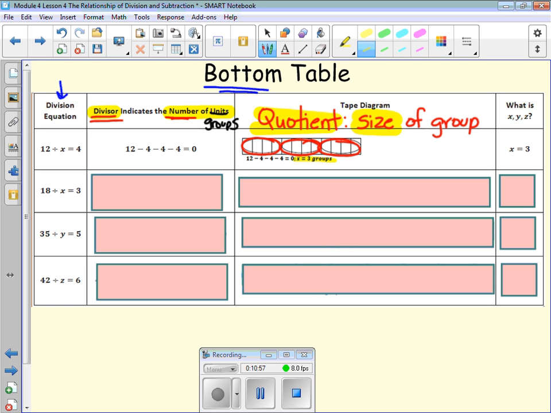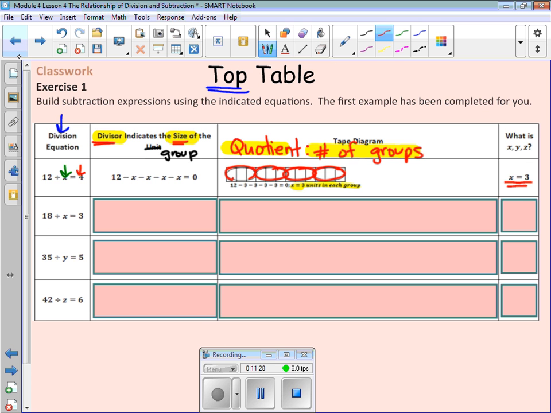And now this time we're taking away 4 at a time because there's 4 in each group. So the number that you keep subtracting is the size of the group. We're subtracting 4, subtracting 4, subtracting 4 because there's 4 in each group. But on the top table, we were subtracting x because x was the size of the group. We didn't know what x was, so we keep subtracting x.